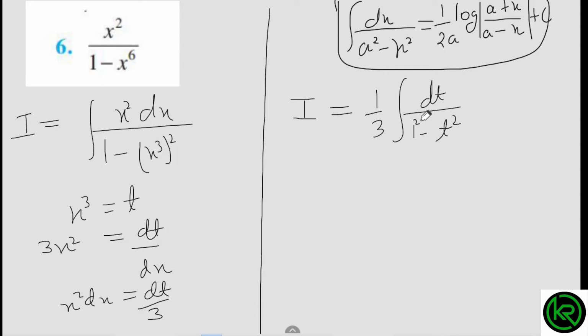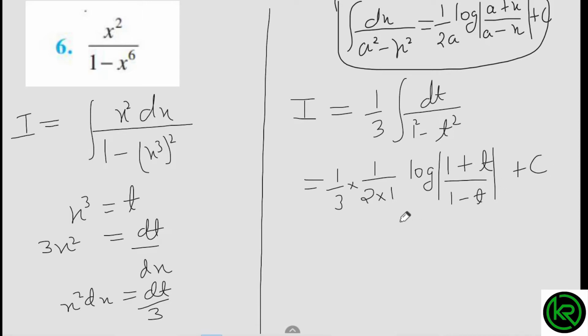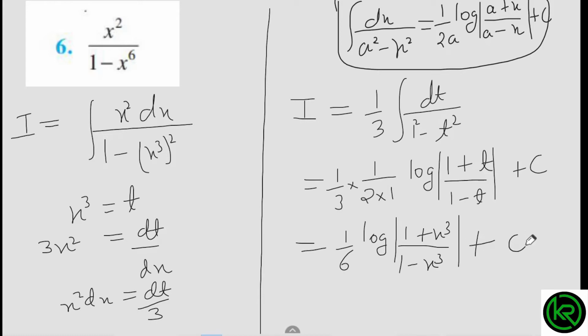Okay, so it is forming the formula a square minus x square. So here a is equal to 1. So our answer will be 1 by 3 into 1 by 2a. A is 1, and log of a plus x upon a minus x. A is 1, x is t, so 1 plus t upon 1 minus t, mod, and plus c. Okay, so 2 times 3 is 6, 1 by 6 log, and the t value we have taken is x cube, so 1 plus x cube upon 1 minus x cube plus c. This is our final answer.